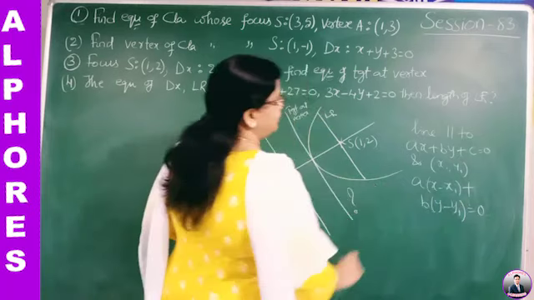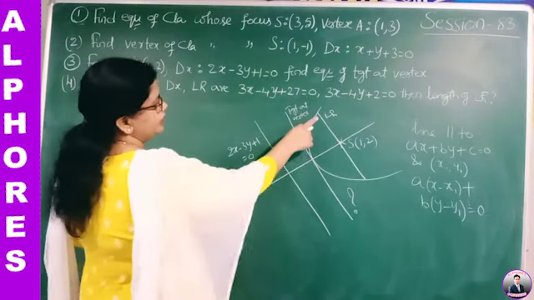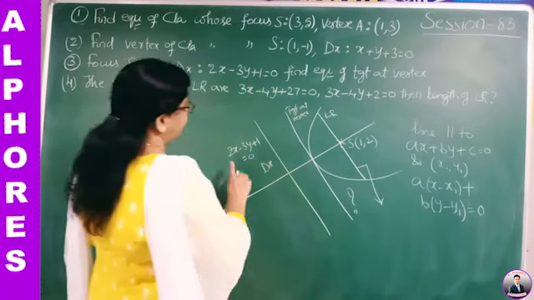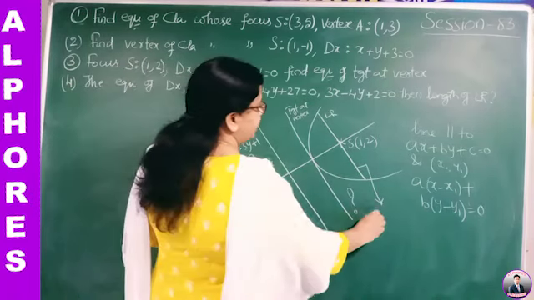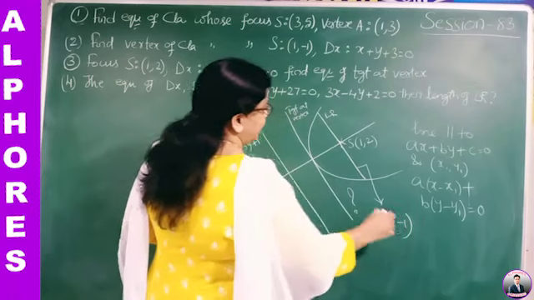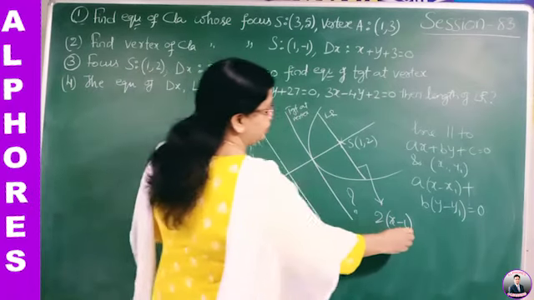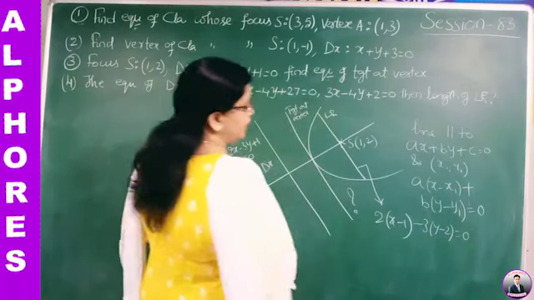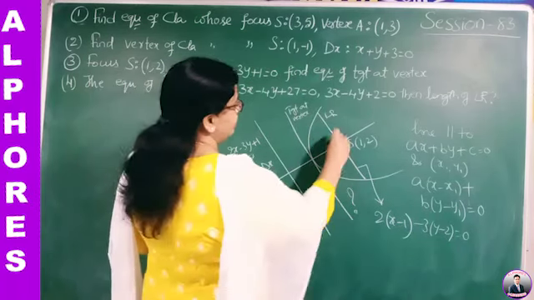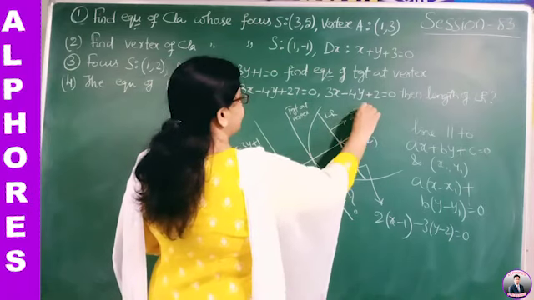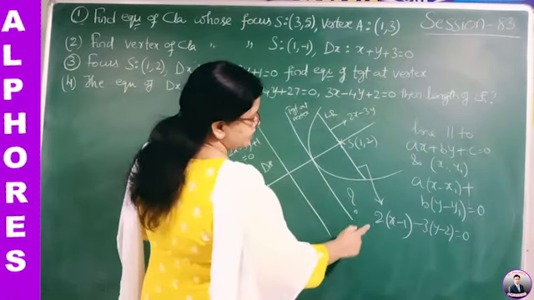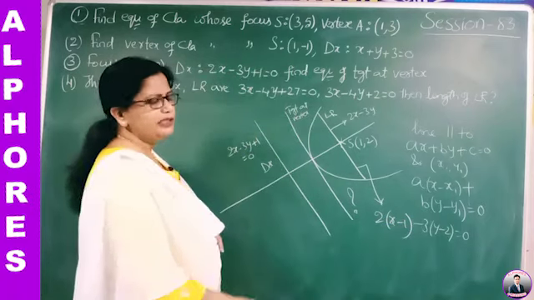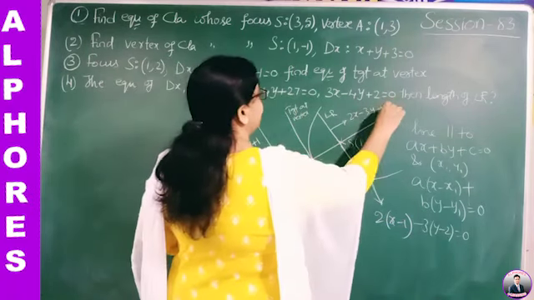If you use this formula, what is the equation of the latus rectum? It is 2(x - 1) - 3(y - 2) = 0. That implies the latus rectum equation is 2x - 3y, and for the constant, -2 and +6, and 6 - 2 means 4. So this is 2x - 3y + 4 = 0.